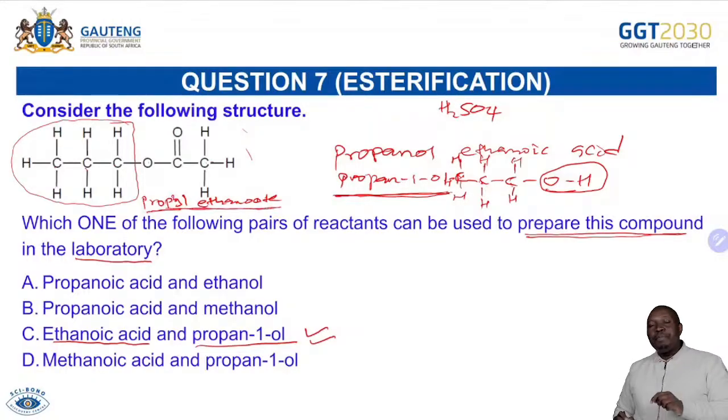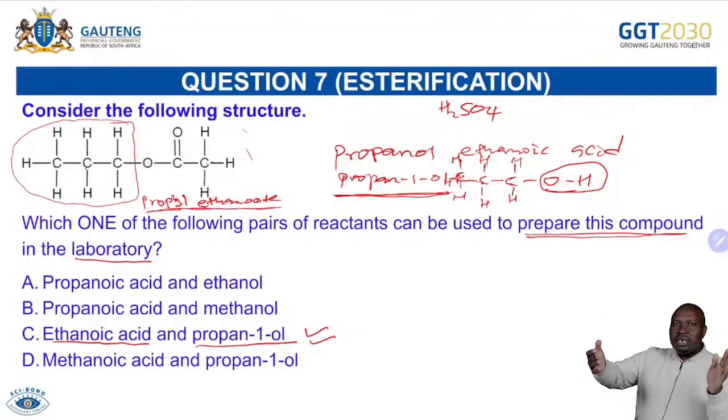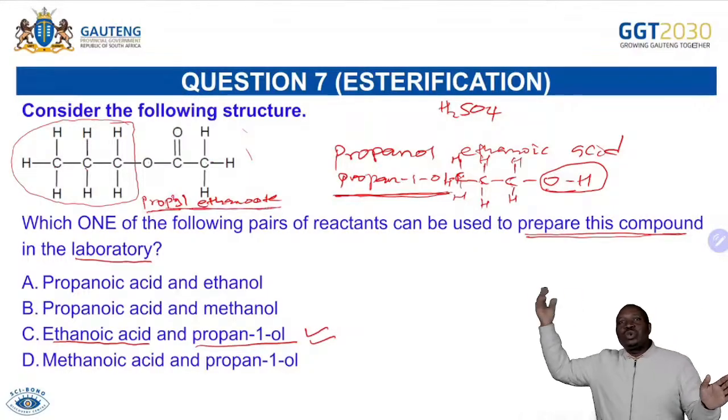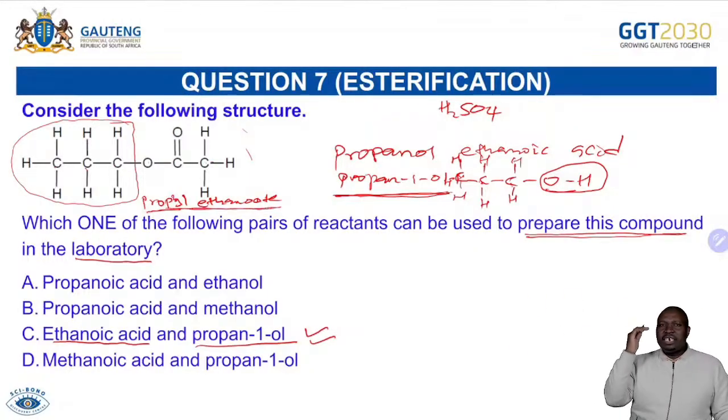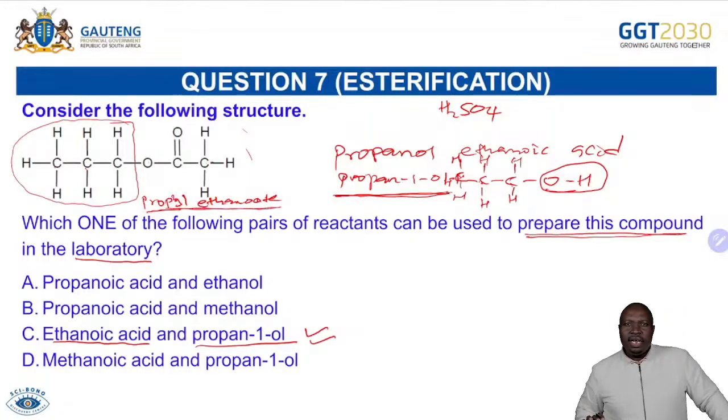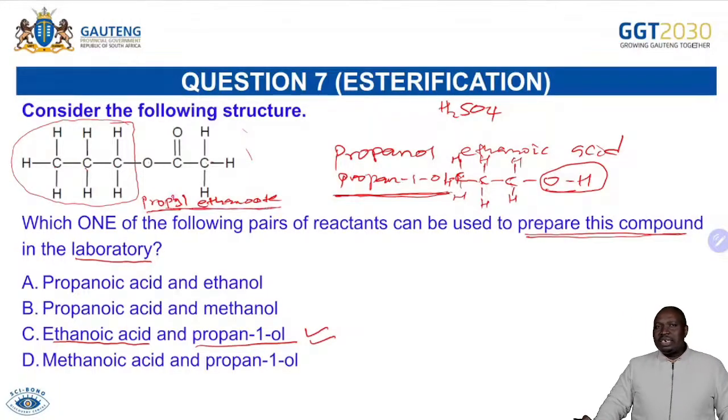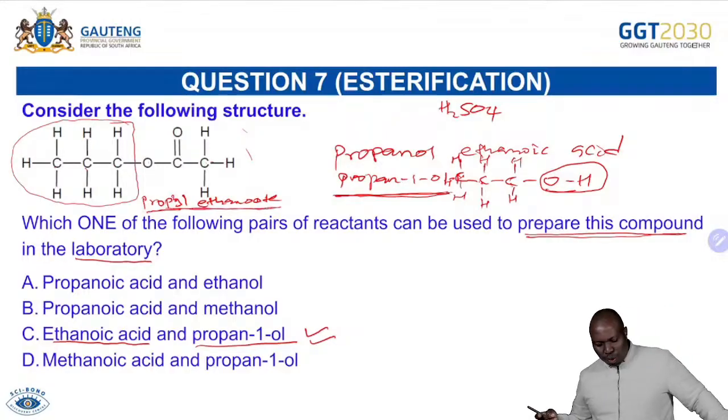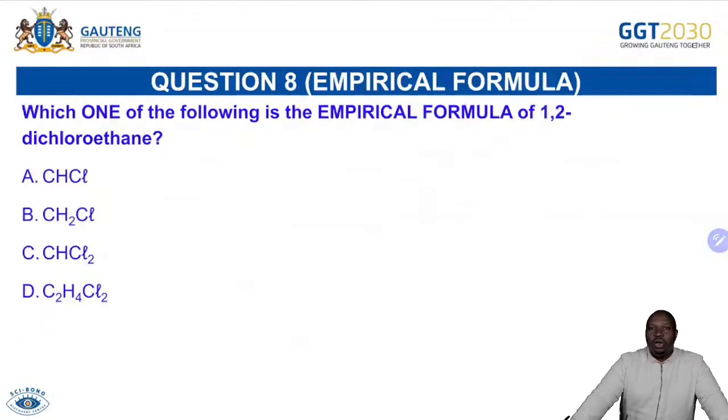And this is not the only product that is formed during esterification. Remember, we have an alcohol reacting with the carboxylic acid to form the ester plus water. So you must always have that in mind, that water as well is an inorganic product that is formed during esterification. I hope that helps you as you are revising all these topics.